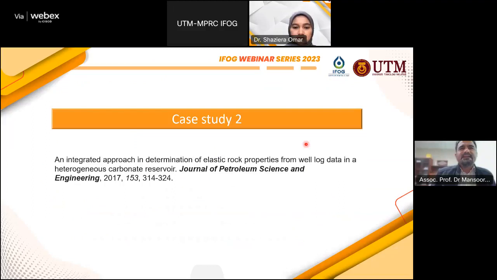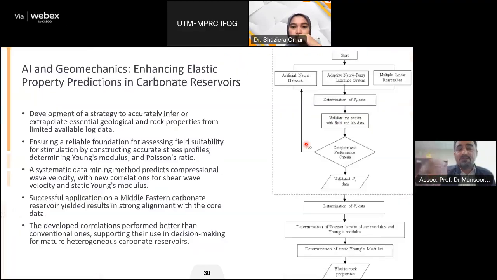So case study 2 is also published in the Journal of Petroleum Science and Engineering. This is an integral approach in determining rock properties from well logs in heterogeneous carbonate rock. So what was the problem in this case? We were facing a challenge of developing a field for potential stimulation activities.